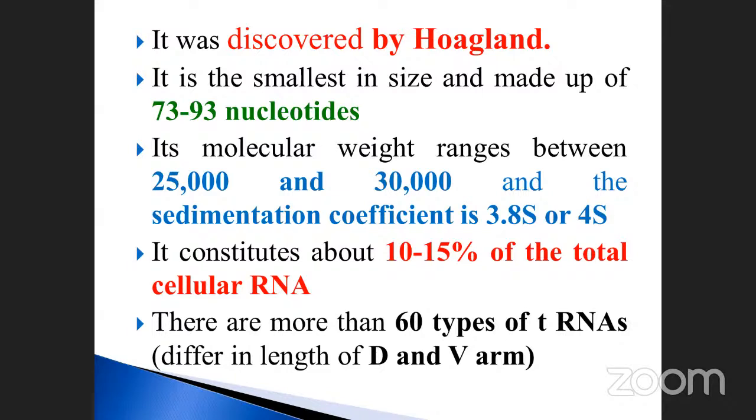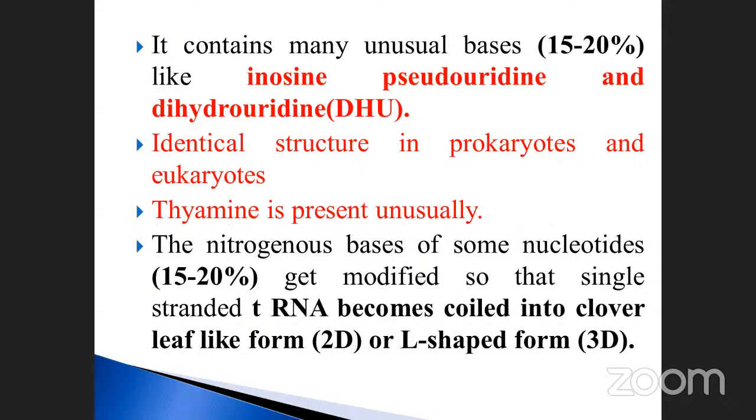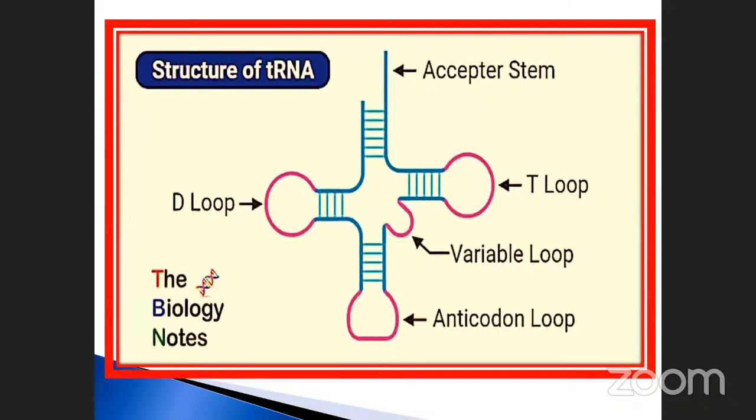How many types of RNA molecules were discovered by scientists? What are the types? D and V arms. And also what percentage of unusual bases is present in it? We already discussed the nitrogen bases of nucleotides: 20%. Two types of structure have been reported. One is called the cloverleaf model, otherwise called 2D, and the L-shaped form, otherwise called the 3D form. So this is the structure of tRNA. It consists of 5 arms: acceptor arm, T arm, variable arm, anticodon arm, and D loop, otherwise called D arm.